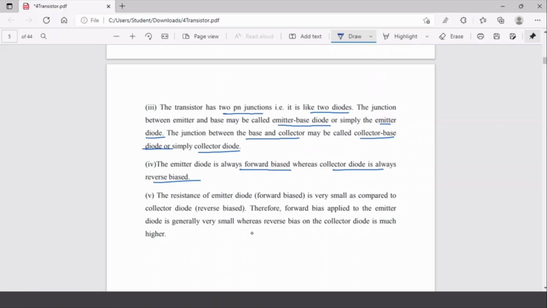Now, because of this forward biased emitter diode, the resistance of this region is very small compared to the collector diode. Therefore, a very small forward bias is applied to the emitter diode when compared to the collector diode bias.